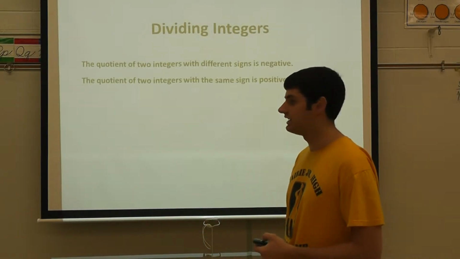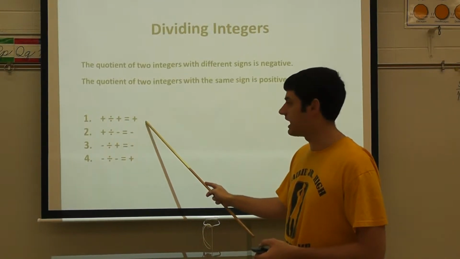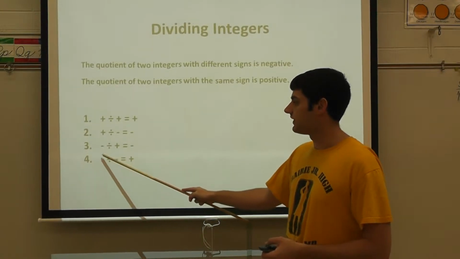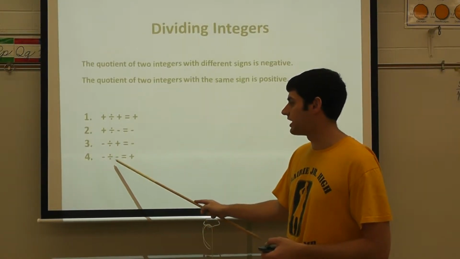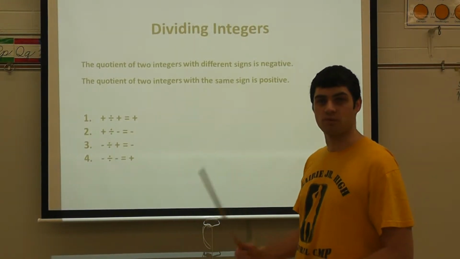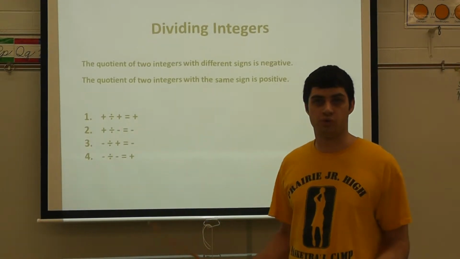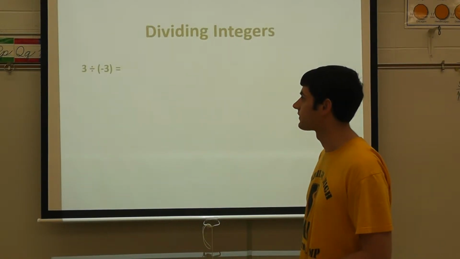Again, I've made you guys a handy dandy little list here. If we have a positive divided by a positive, it's positive. If we have a positive divided by a negative, it's negative. If I have a negative divided by a positive, it's negative, and a negative divided by a negative is going to be positive. So again, we're following those same type of rules we did with multiplication, only we're now applying division into that concept. Let's take a look at a couple practice problems up here.